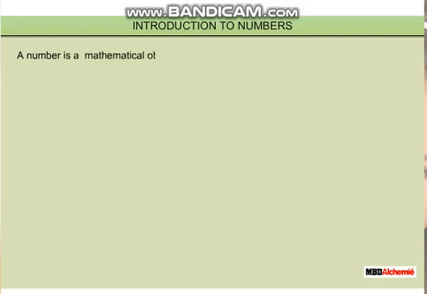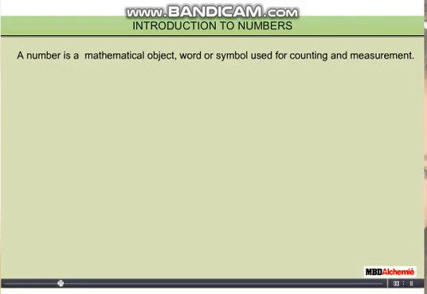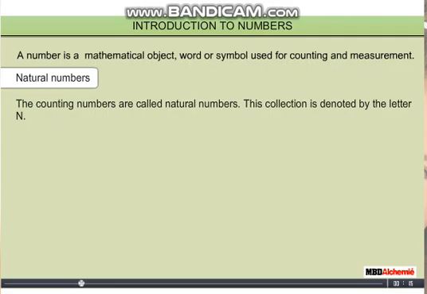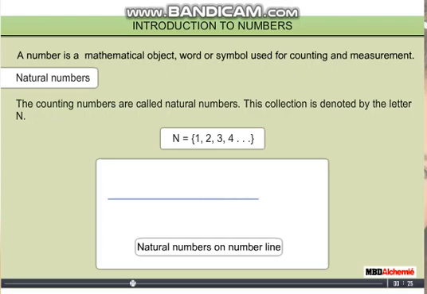A number is a mathematical object, word or symbol used for counting and measurement. Natural numbers: the counting numbers are called natural numbers. This collection is denoted by the letter N and is represented like this. These are some natural numbers on the number line.